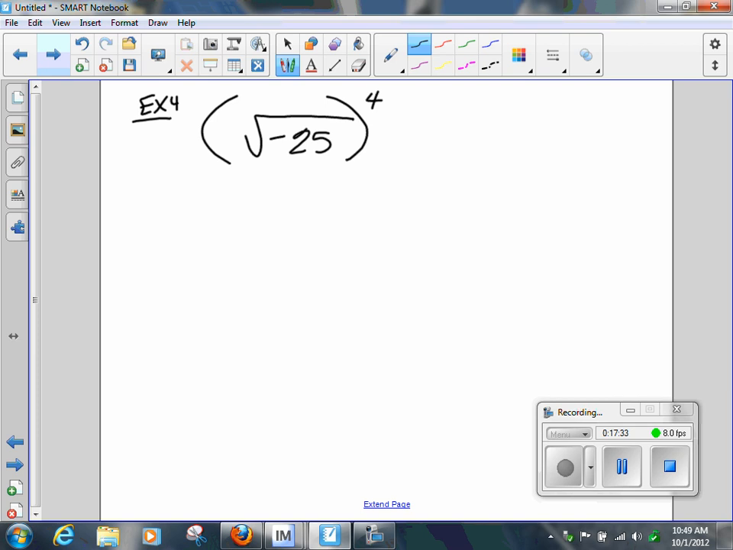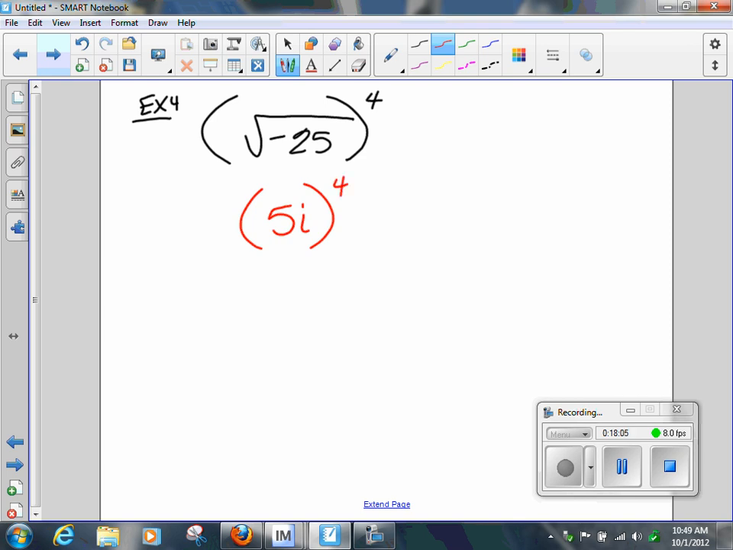The negative, you're going to take care of the negative first? Well, be more specific. Somebody expound upon what Paul is saying. You can go ahead and simplify. Folks, what is the square root of negative 25? 5i. Can we work from the inside out? Yeah? So take 5i, and we're going to raise it to the what? 4th power.